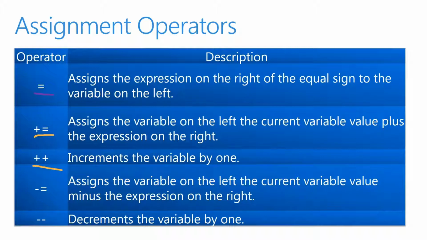We also have a plus plus. This increments the variable by 1. This operator is only used with integers or reals. We also have a minus equals as well. This assigns the variable on the left the current variable value minus the expression on the right. And then of course we have our minus minus, which decrements the variable by 1.